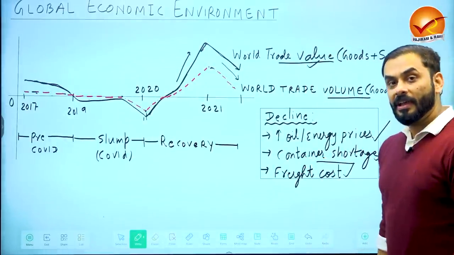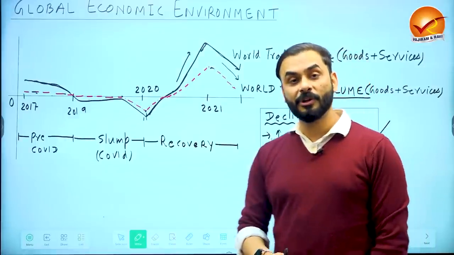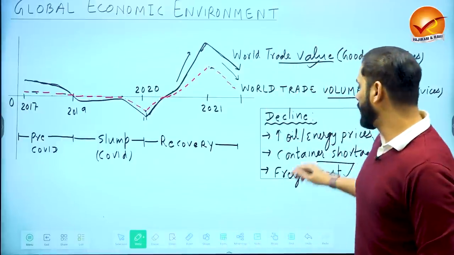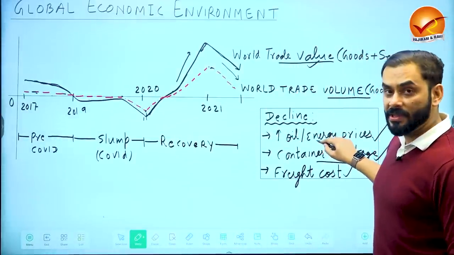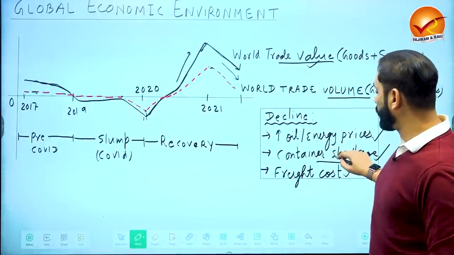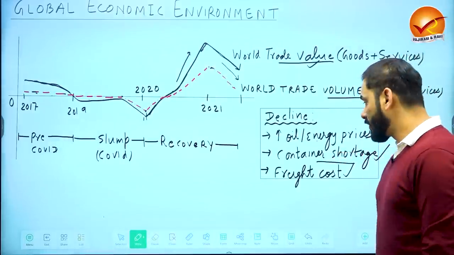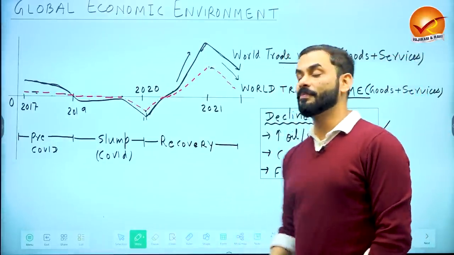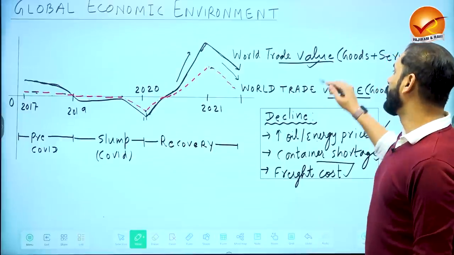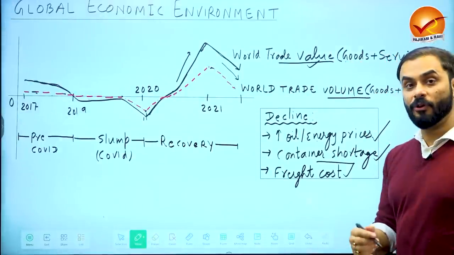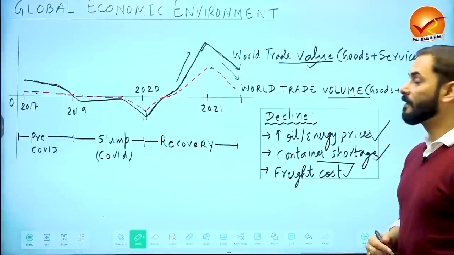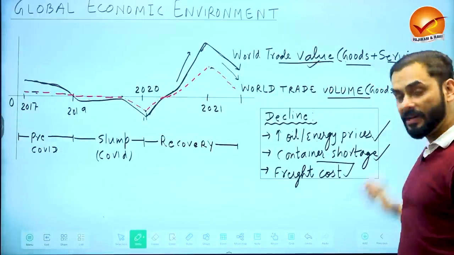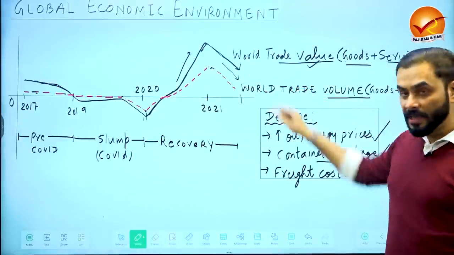Freight cost is very high, which means that the cost of transportation after COVID has become very, very costly. I told you that the reasons are increasing oil prices and lack of availability of containers, hence the freight cost, which means the cost of transportation overall has increased. Because of these things, world trade in value and volume terms has been impacted badly, right? And here, when we talked about world trade, we talked about both goods and services. So do remember this graph.